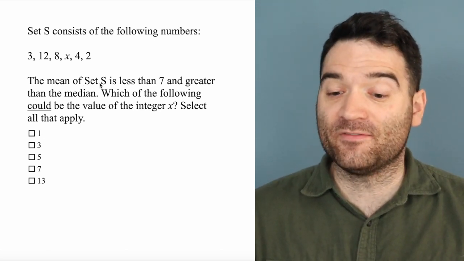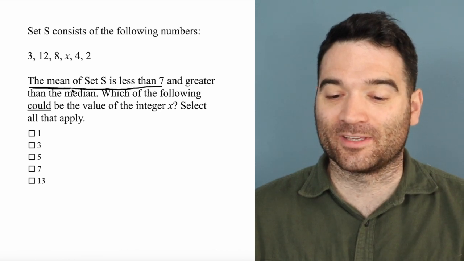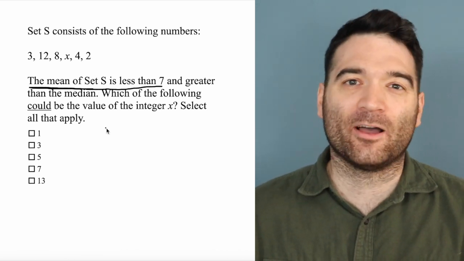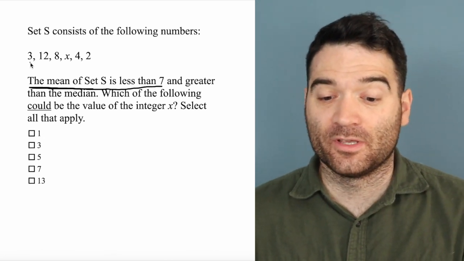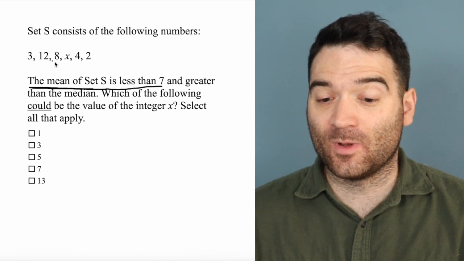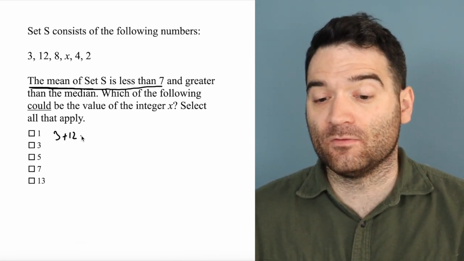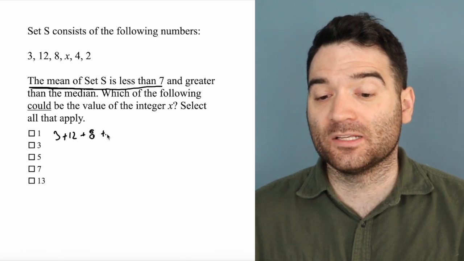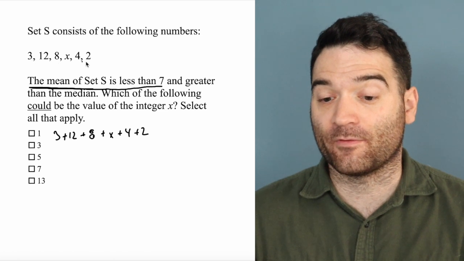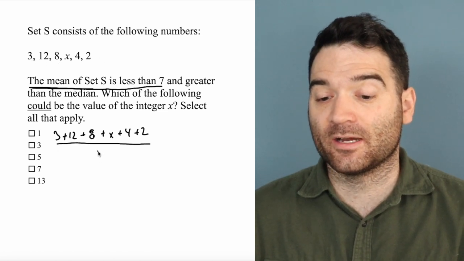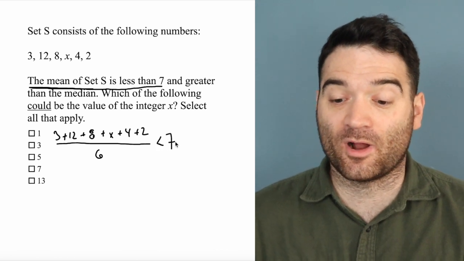We'll start with this first one. The mean of set S is less than 7. Let's start with that because that's a number that we can actually deal with. How do I calculate the mean of a set of numbers? Well, I add them up and divide them by the number of numbers. So let's add up 3, 12, 8, x, 4, and 2. I'll write this out. 3 plus 12 plus 8 plus x plus 4 plus 2 divided by how many numbers? 1, 2, 3, 4, 5, 6. Divided by 6 must be less than 7. That's what the problem told us.